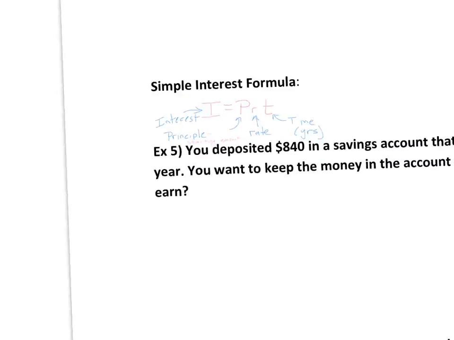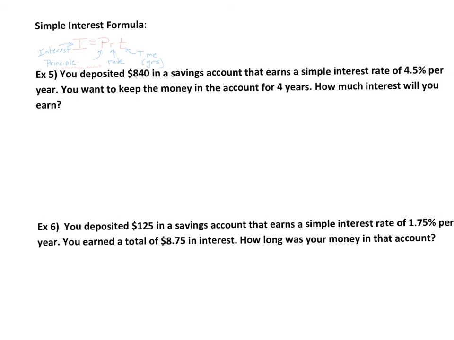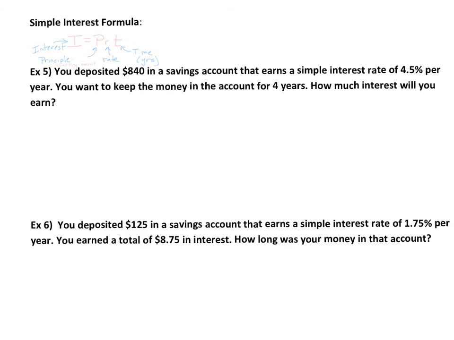Okay. All right. So what you're going to do is just read through these problems and figure out what your I, your P, your R, and your T are. Now, in every case, you will have something that we don't know. There's always something we're finding. So this is how much interest. We will not put any numbers in for I, because we need to find I. So to start off, we're going to have I equals.